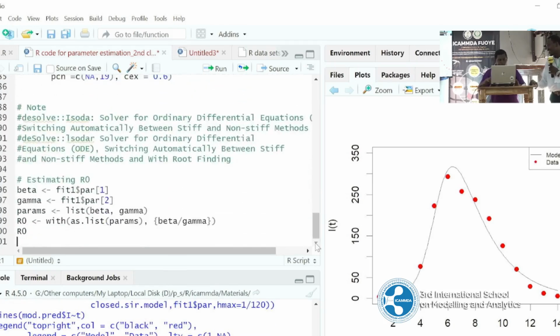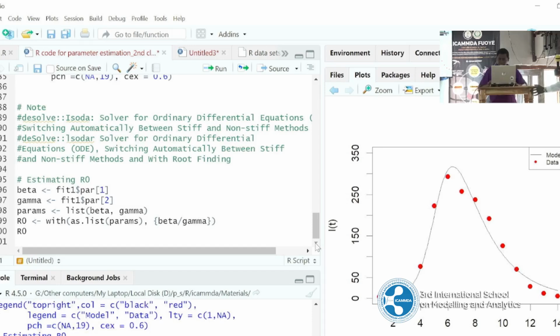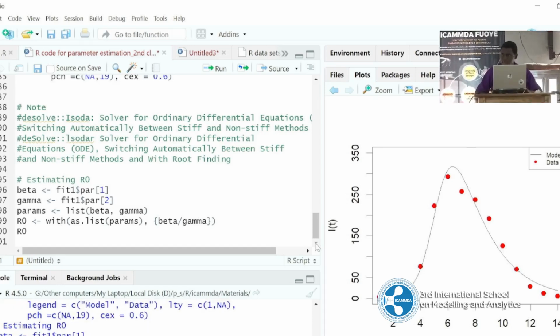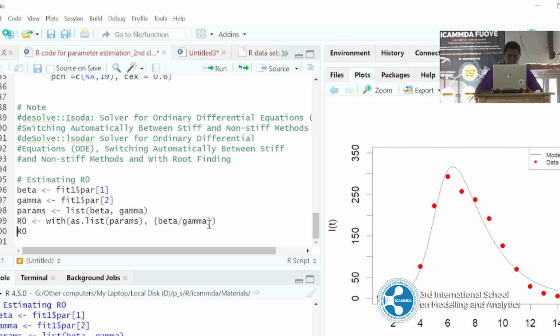And once you are able to obtain your parameter values, you can do a lot of things with it. For instance, I can get my R naught if I want to estimate it. So I have my beta and my gamma estimated already. Don't worry, you don't have these parts in your code. I just put them as a list, and I know that my R naught is beta over gamma. So with that, I estimate my R naught and run it, and it gives me 0.05.